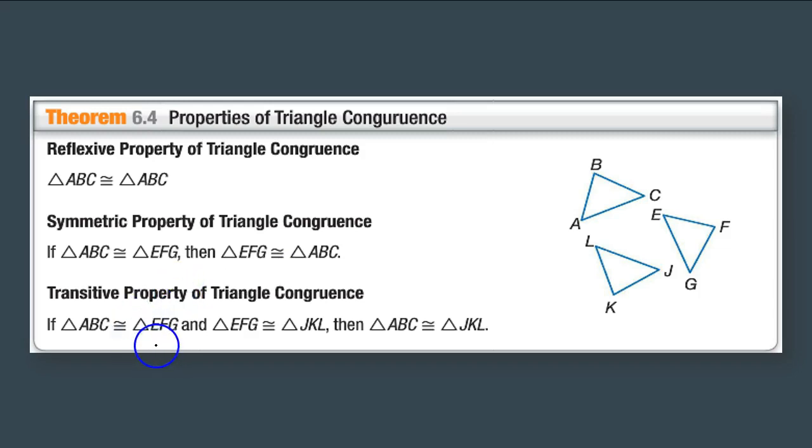Alright, then we have the transitive property of triangle congruence. If triangle ABC is congruent to triangle EFG, and triangle EFG is congruent to triangle JKL, then we know that triangle ABC is congruent to triangle JKL. Notice what happens here, just like we mentioned before, is that the middleman disappears, and we are left with the two outer triangles.